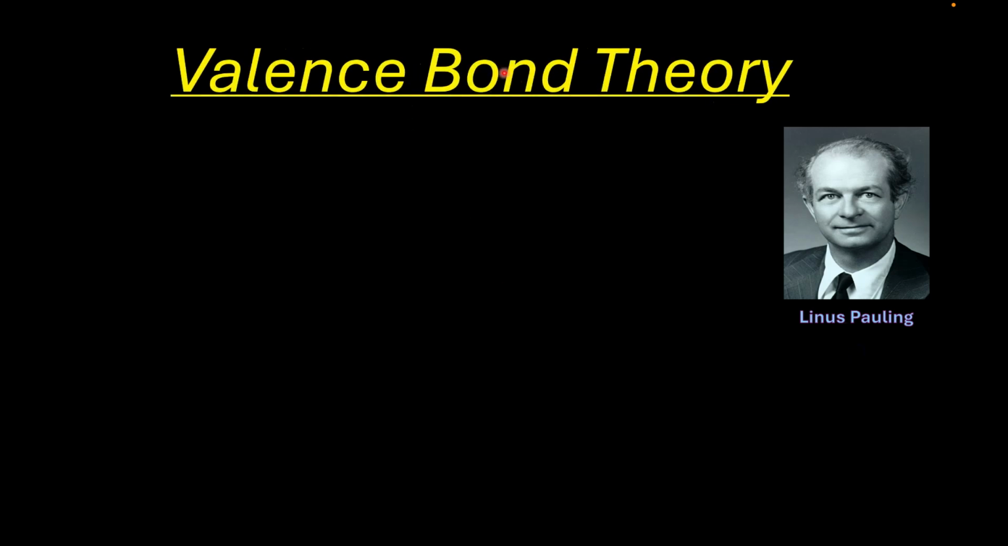This Valence Bond Theory helps us understand how the central metal atom uses its orbitals to bond with ligands, and how the geometry of complexes like tetrahedral, square planar, or octahedral arises. So in this video, let's explore how orbitals rearrange themselves to form these fascinating compounds and see why VBT, or Valence Bond Theory, was such a big step in coordination chemistry.